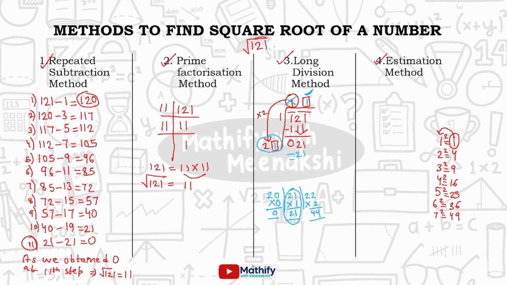That's 21. So for the final answer, you have to see just the quotient. What is your quotient? It's 11. So that's your answer. I will explain this method while doing quotients, so at that time it will be clear to you.